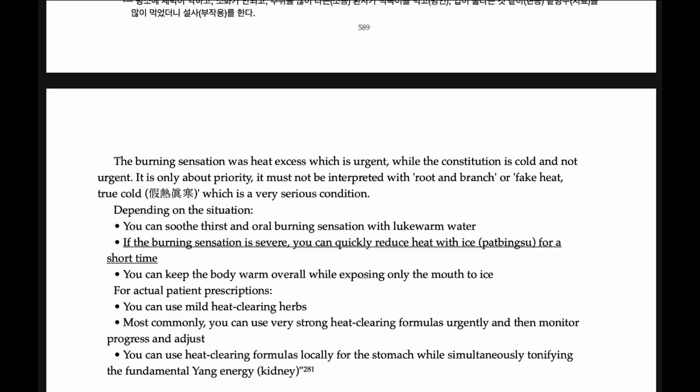Depending on the situation, you can soothe thirst and oral burning sensation with lukewarm water. If the burning sensation is severe, you can quickly reduce heat with ice, patbingsu, for a short time. You can keep the body warm overall while exposing only the mouth to ice. For actual patient prescriptions, you can use mild heat-clearing herbs. Most commonly, you can use very strong heat-clearing formulas urgently and then monitor progress and adjust. You can use heat-clearing formulas locally for the stomach while simultaneously tonifying the fundamental yang energy, kidney.